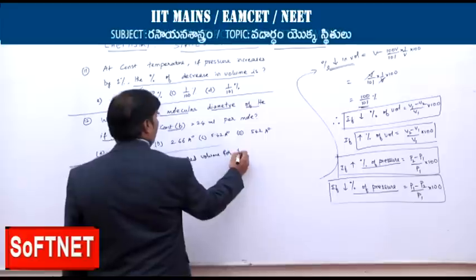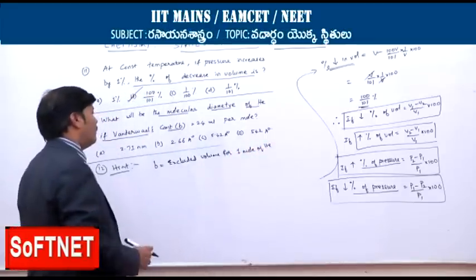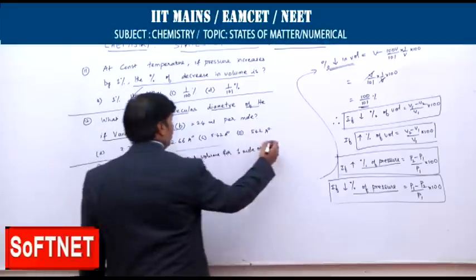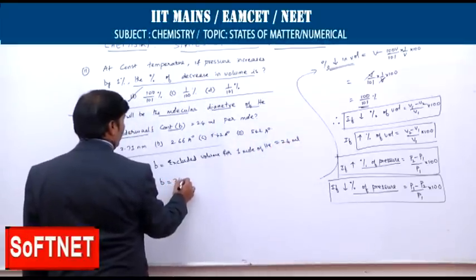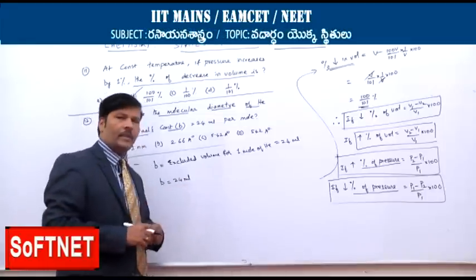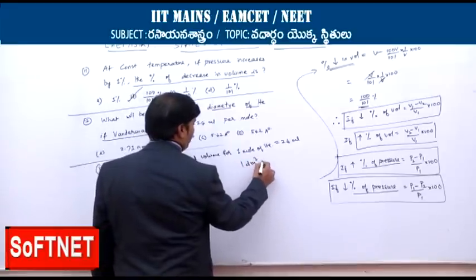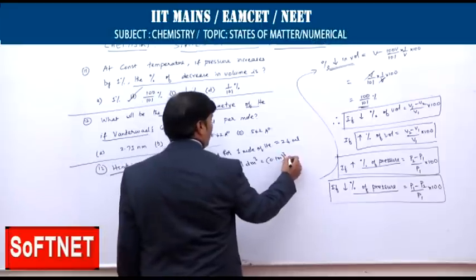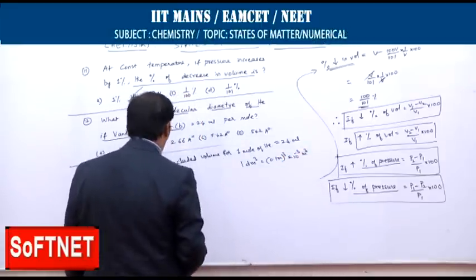for 1 mole of helium, and that is equal to 24 ml. If B is equal to 24 ml, I want to convert this 24 ml to decimeter cube. 1 decimeter cube is equal to 0.1 meter whole cube, which is equal to 10 to the power of minus 3 meter cube.